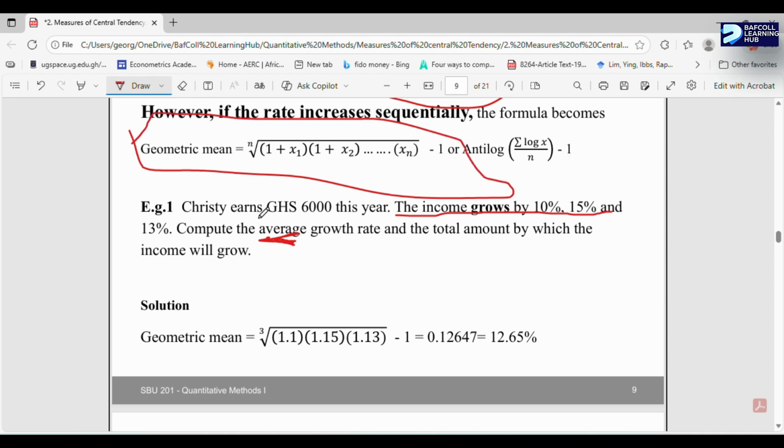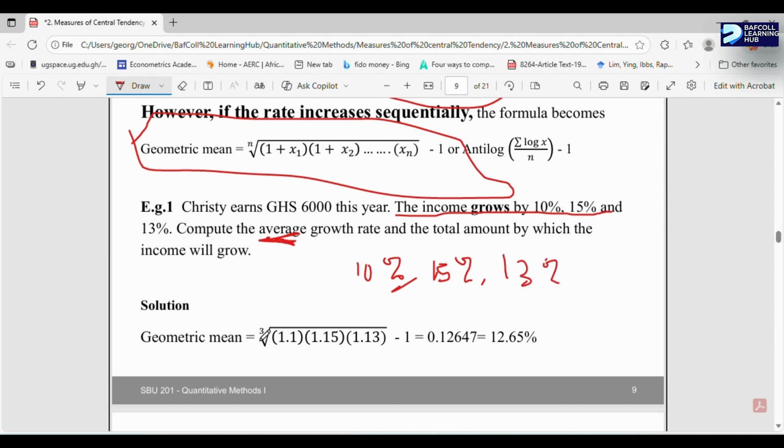So we are going to leverage on that formula to compute the average growth rate and the total amount by which the income will grow. Let's leverage on Excel to make these computations, or if you have your calculator, you can just go. Here n is the number of growth rates. There have been 3 growth rates given: the 10%, the 15%, then the 13%.